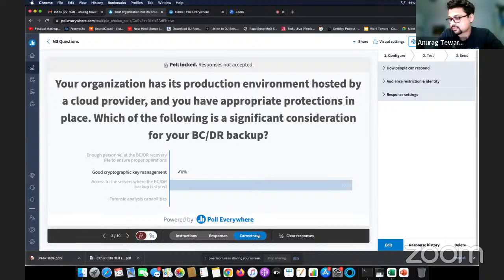Because the answer that was given, access to the servers where the backup is stored, I don't think you would get access to the servers itself if you're just hosting the backup at a cloud location, and if you're using it as a platform or a software as a service, the physical servers, you would not get access to them because the cloud will not provide you that access due to the multi-tenancy that exists in cloud.